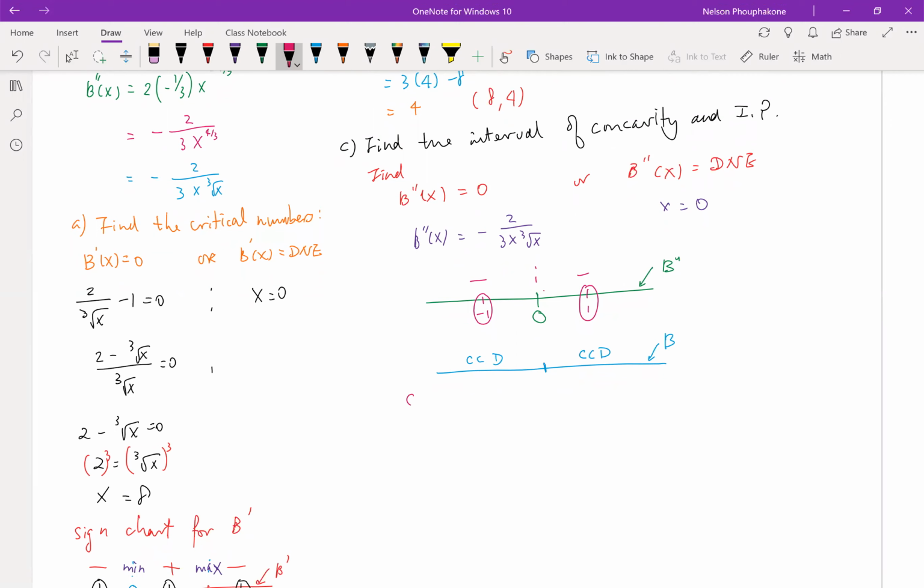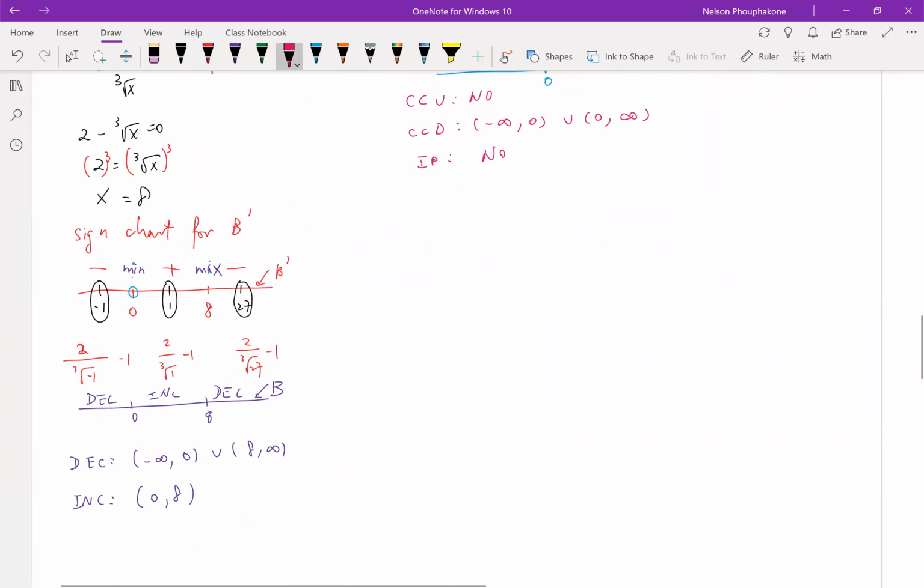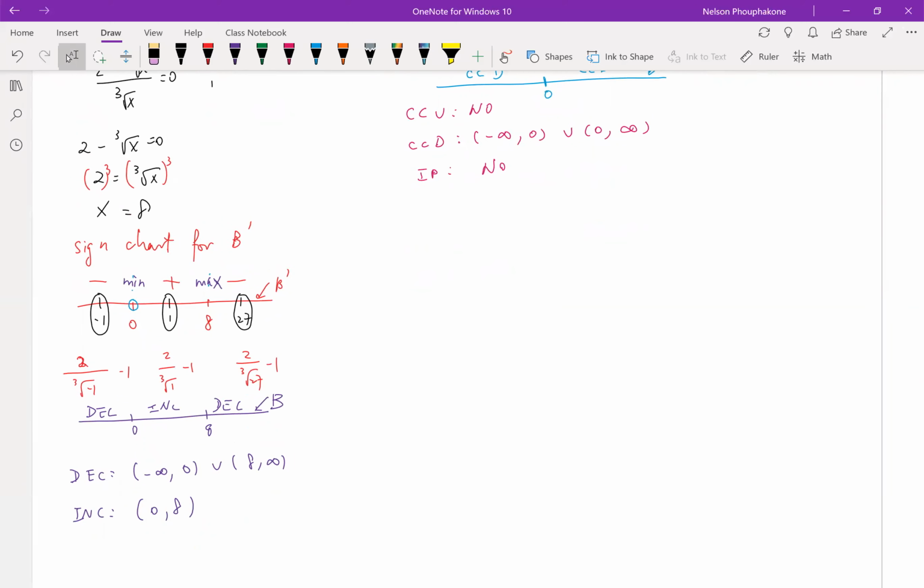So concave up, we have none, and concave down, it will be from -infinity to 0, union 0 to infinity. And of course the inflection point, again, we don't have any then. Okay, so now the last step is we are going to sketch the function.